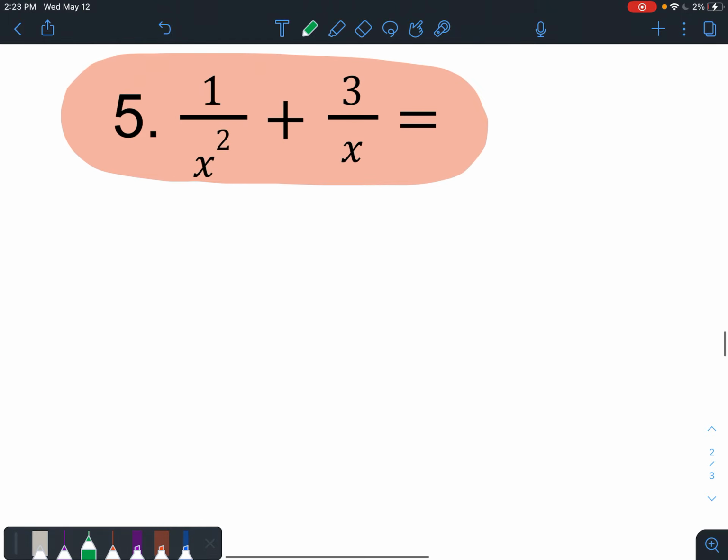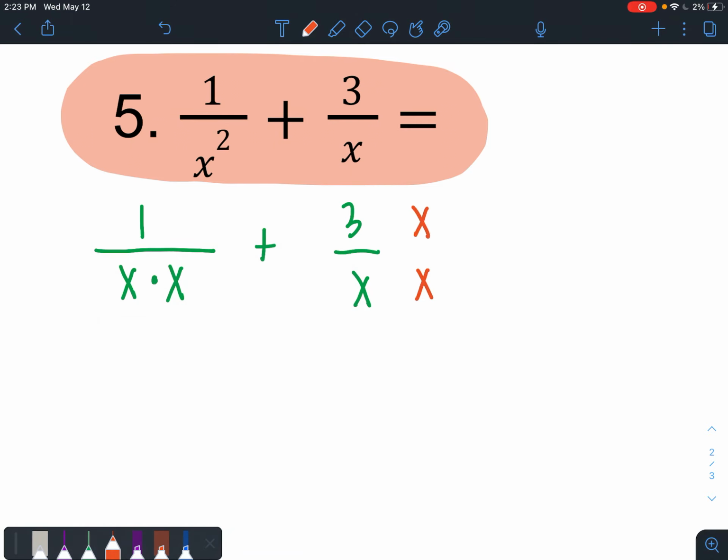Let's look at number 5. So you can see that this is x squared and x, so they do have factors in common. I'm going to go ahead and rewrite x squared as x times x and keep that one the same. So I need to multiply this denominator by x to get x times x. So I'm going to multiply by x over x, because if I do it in the denominator, I have to do it in the numerator to get a form of 1. Then I'm just going to simplify.